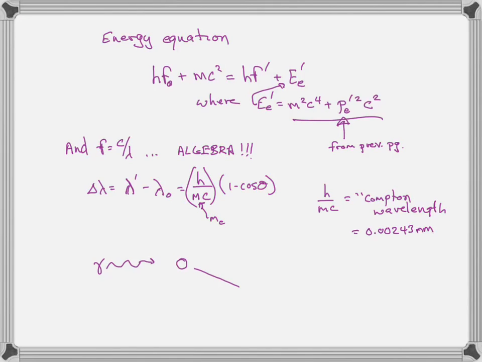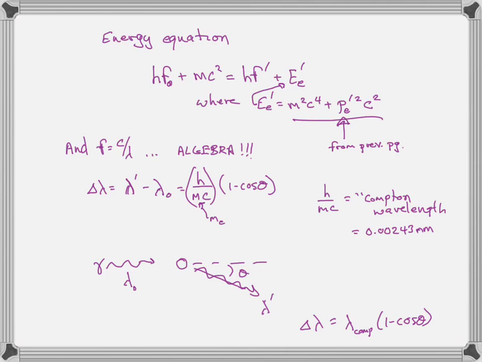And we can measure the photon at some angle from the axis, and the change in wavelength of that photon. If the original photon had wavelength lambda 0, and this final photon had wavelength lambda prime, then the change in wavelength should be dependent on the angle. It's equal to some constant, the Compton wavelength, times 1 minus cosine theta.